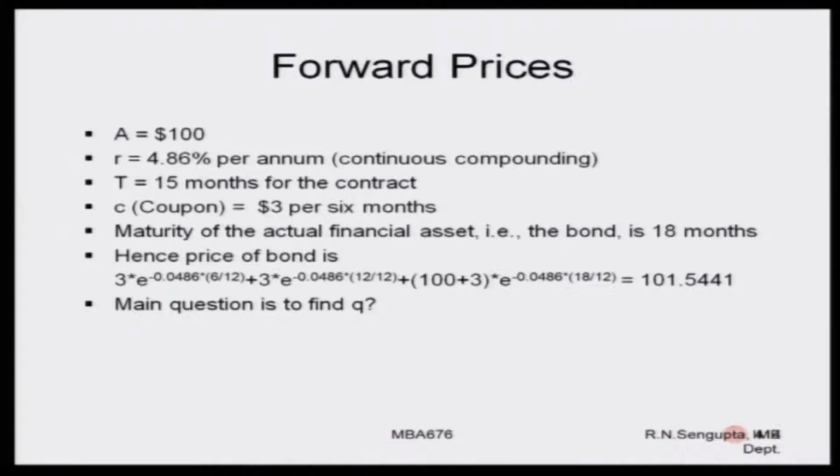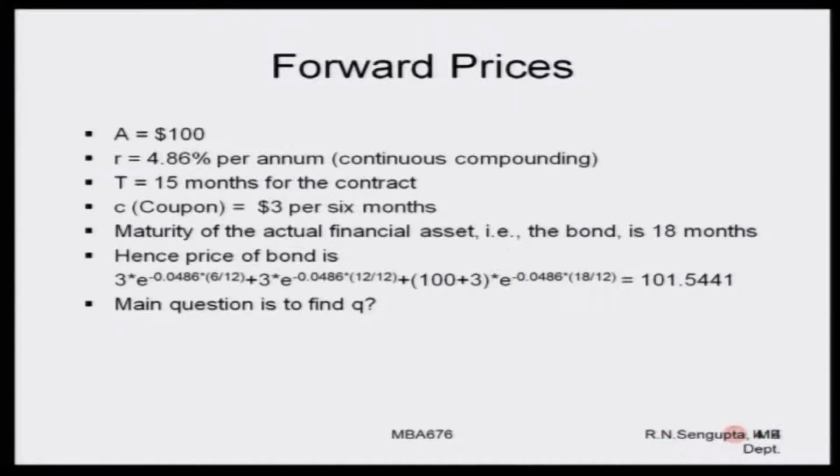The first value is 3 into e to the power minus 0.0486 into 6 by 12, which is the present value of the coupon paid after 6 months. The next term is again 3, because 3 would be paid after 12 months, into e to the power minus RT, but here the time frame changes to 12 by 12, because that payment happens after 1 year. You are bringing that amount of money to the present.